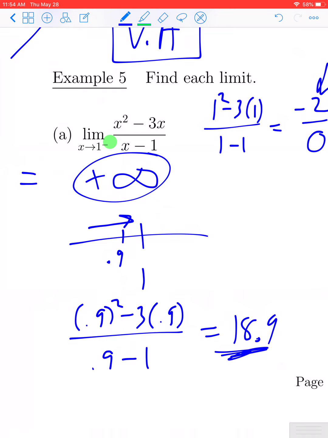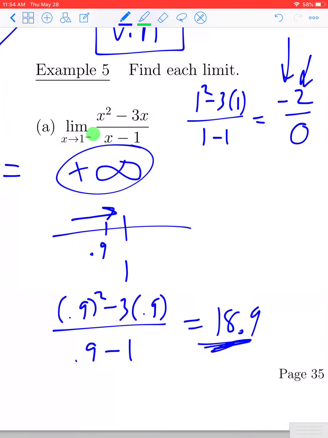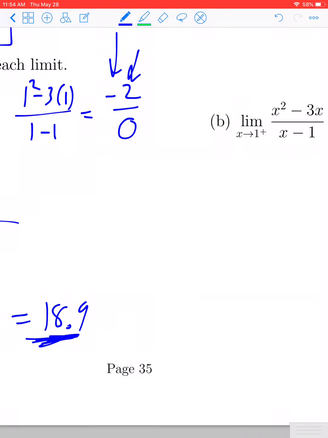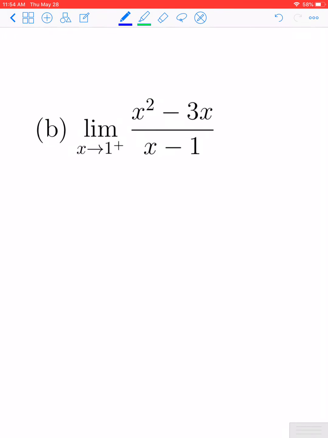If you feel uncomfortable with just using one value, you could always do what we did before with a table of values. Pick a couple successive values to get closer. But again, having non-zero over 0, we know it's going to go up towards an infinity. And then in order to determine the sign of the infinity, whether it's positive infinity or negative infinity, just pick a test point that's close to 1, and its sign will tell you the type of infinity we're going to get.